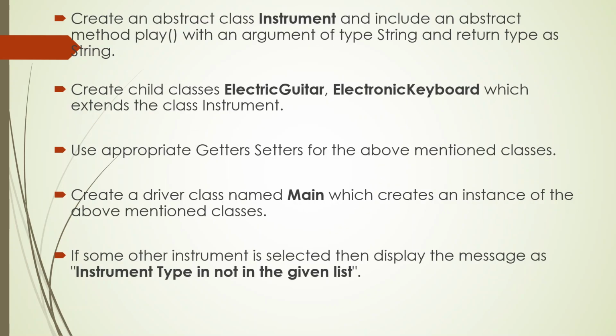Let me show you the number of classes that we need to create. Create an abstract class called Instrument and include an abstract method play with an argument of type String and the return type as String. Create child classes ElectricGuitar and ElectronicKeyboard which extend the class Instrument. Use appropriate getters and setters for the above mentioned classes. Create a driver class named Main which creates an instance of the above mentioned classes. If some other instrument is selected, then display the message as instrument type not in the given list.